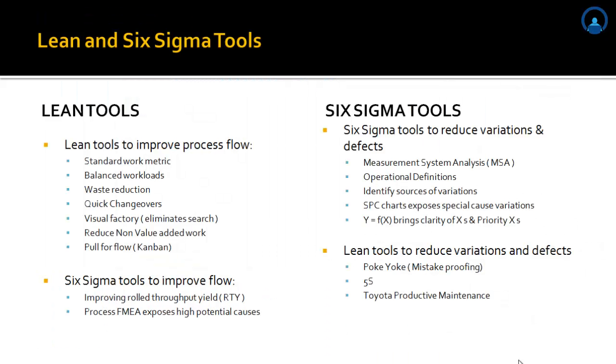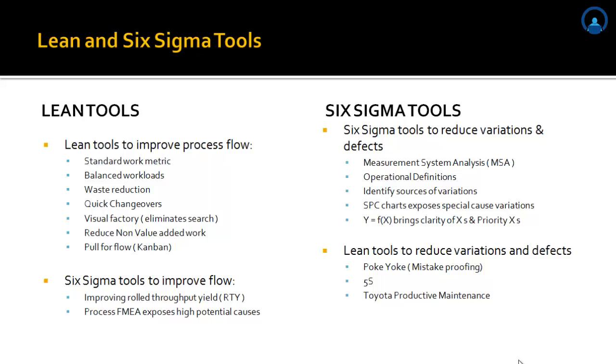Here are some of the tools we use in Lean and some of the tools we use in Six Sigma. You can have a comparative look at it. In Lean, we look at tools like standard work, balanced workloads, waste reduction, quick changeovers, visual factory, eliminate search, reduce non-value-added work, pull for flow, and Kanban.